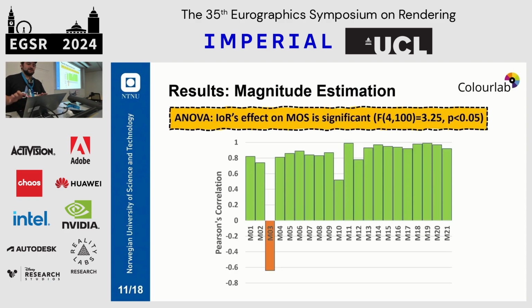Of course, index of refraction, considering most materials, had a significant effect on mean opinion scores for magnitude estimation. So in this experiment we already have the magnitudes for individual images on a 0 to 100 scale. But interestingly, when we tried to calculate the correlation between index of refraction and mean opinion scores for this peculiar material, it was negative, while for the majority it was a strongly positive correlation.